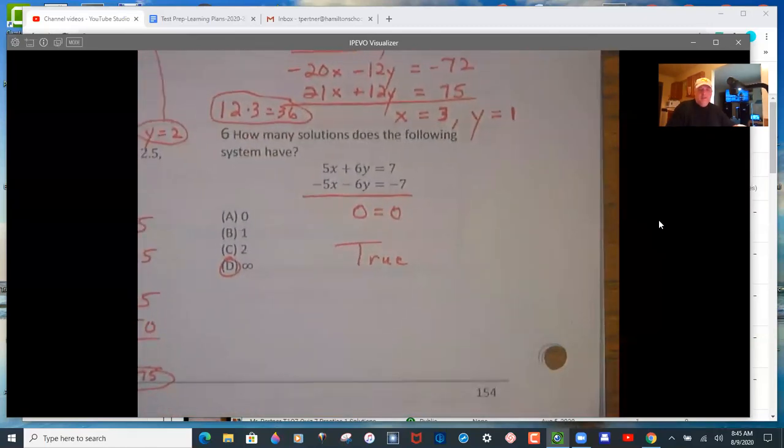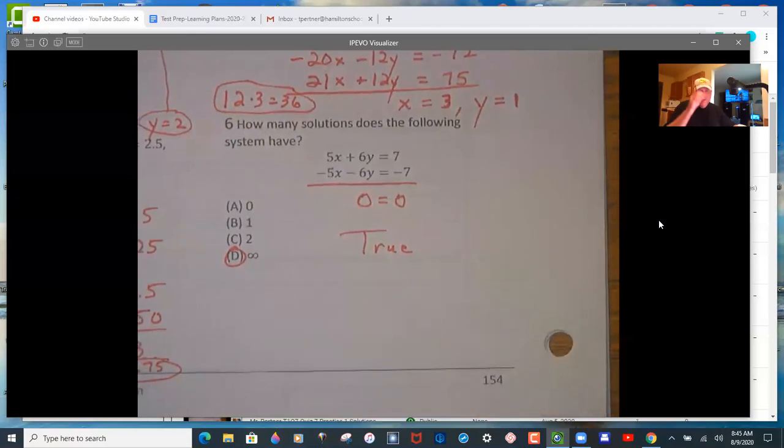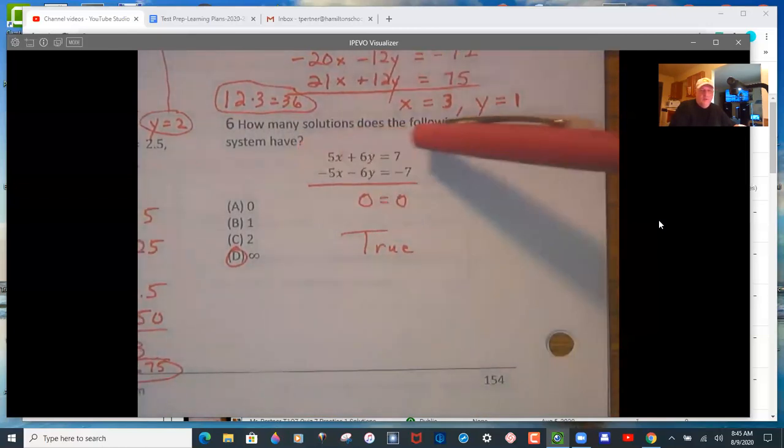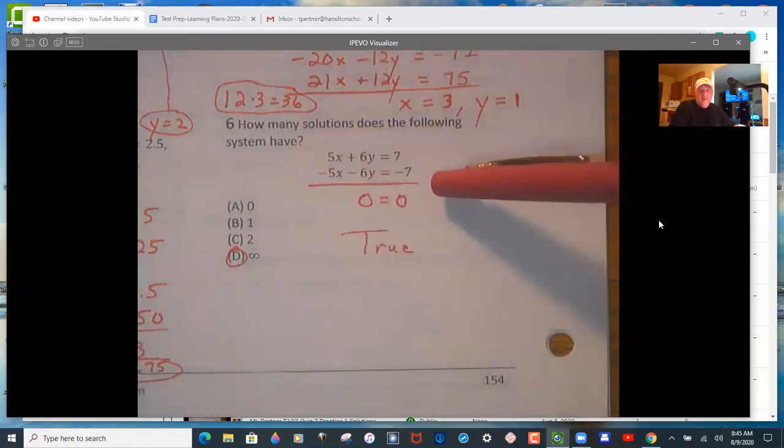Problem 6, how many solutions to the following? Well, you can add all the way through, you get 0 equals 0. So when the variables drop out and it's true, it's an infinite number of solutions. Notice that we turn one line into the other all the way across. It's just off by a negative.